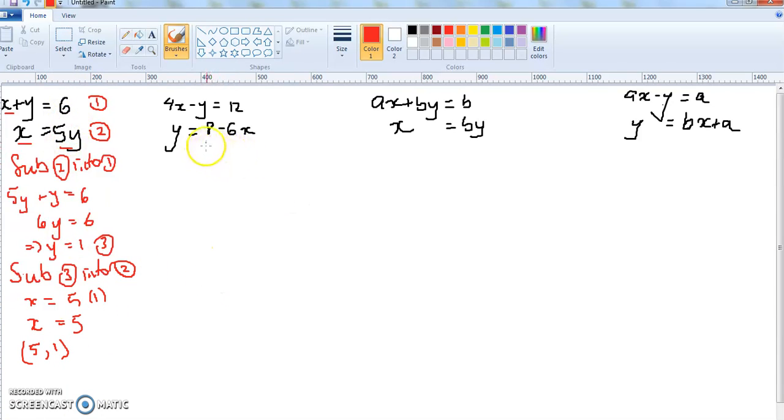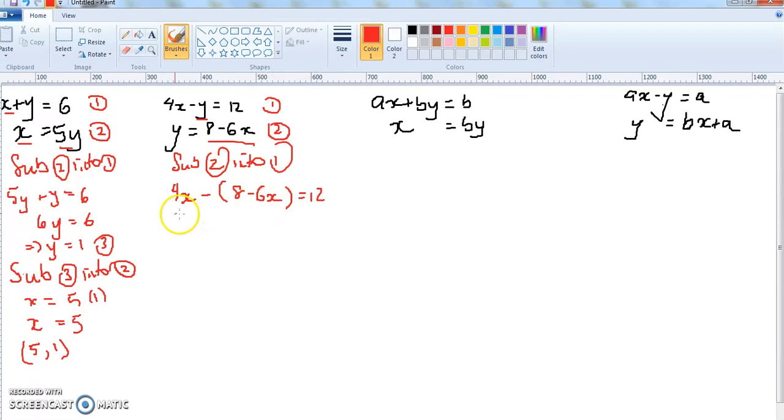Okay, a little bit different. The same thing, we've got 4x minus y equals 12, and y equals 8 minus 6x. So here we've got an expression. We still label them 1 and 2, it doesn't matter how we label them. Once again, we've got x and y both over here, so I'm not going to substitute that one. We've got y on its own in 2, so I'll substitute 2 into 1. Looking at the first equation, 4x minus, and instead of y, I'm going to write what y equals, and that is 8 minus 6x, and that still equals 12.